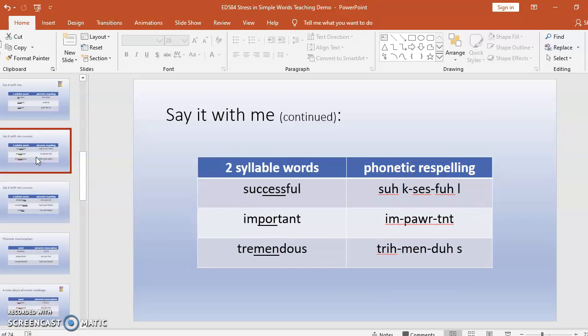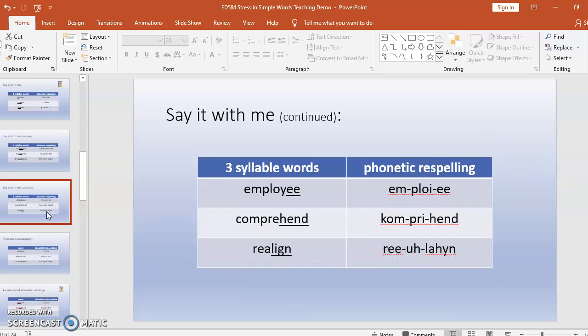And these are the two-syllable words. Again, you're keeping in mind the stressed syllable. Successful, important, tremendous. Okay, and this is the phonetic spelling. Employee, comprehend, realign. So if you go back to the worksheet, there's going to be space for you to practice the writing, or you could even use the cells to write in your own.